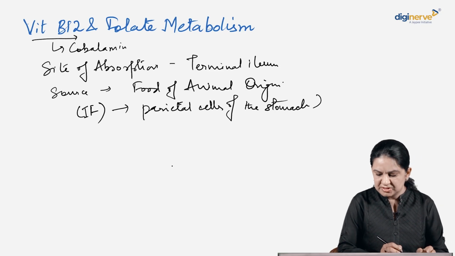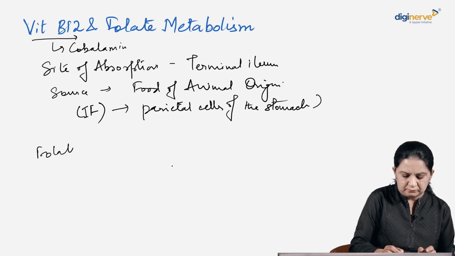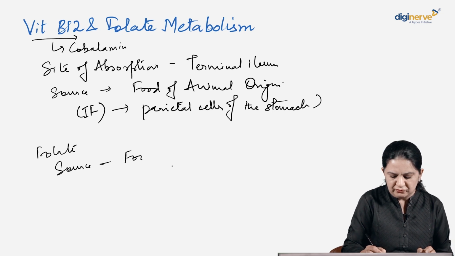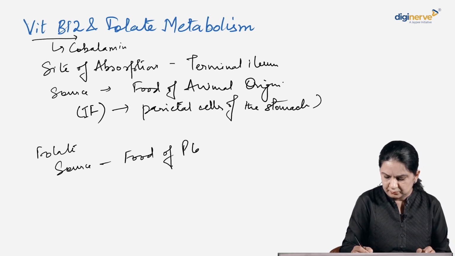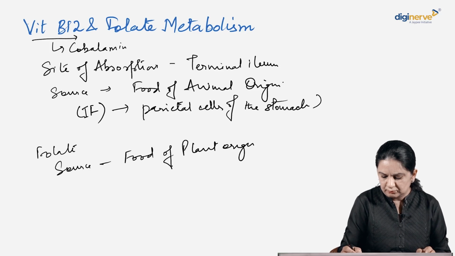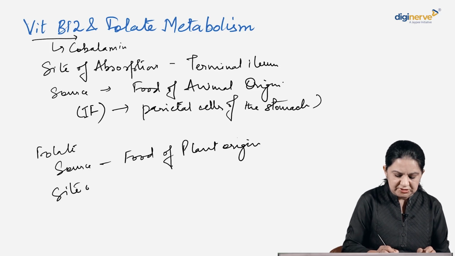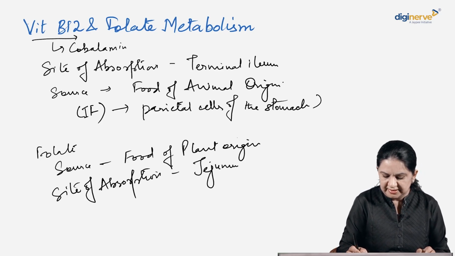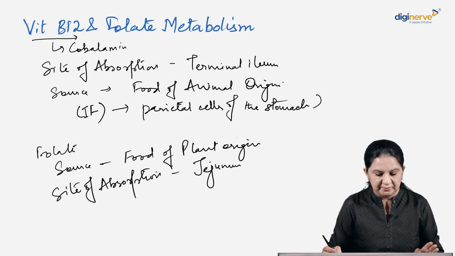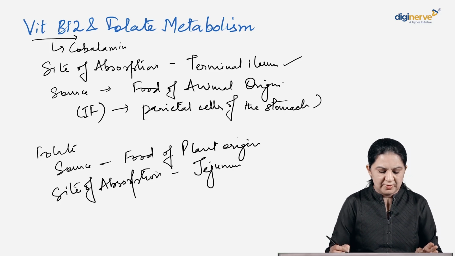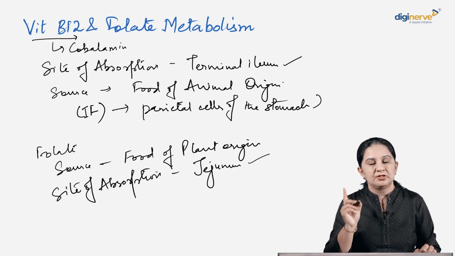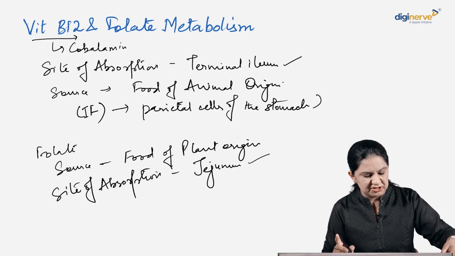Coming to folate metabolism. Source of folate, it is food of plant origin. Site of absorption, we've already done this, jejunum. So, I will again emphasize: site of absorption of vitamin B12, terminal ileum; site of absorption for folate, jejunum; site of absorption for iron was duodenum and proximal jejunum.